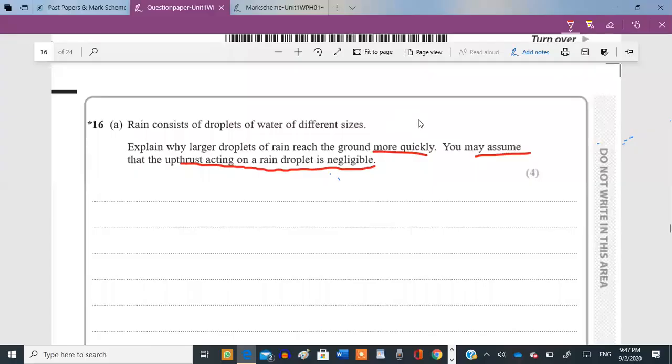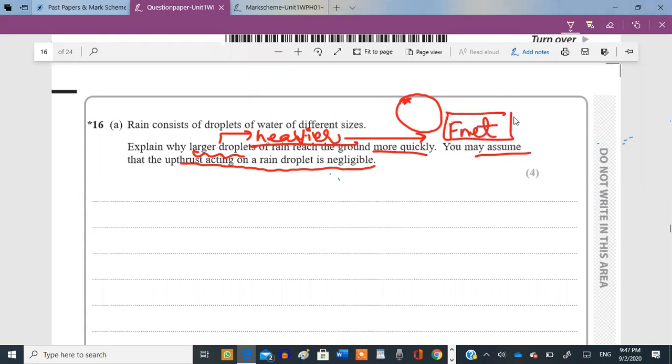Okay, so raindrops are of different sizes and they're asking why would a larger size droplet reach the ground more quickly. So the reason for that is larger droplets are heavier. Heavier means that they would have some net force applying on them. They would have a larger terminal velocity. And if they have larger terminal velocity, then terminal velocity is what determines the time during which it would reach the ground.